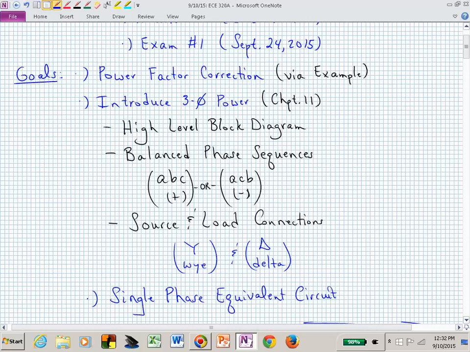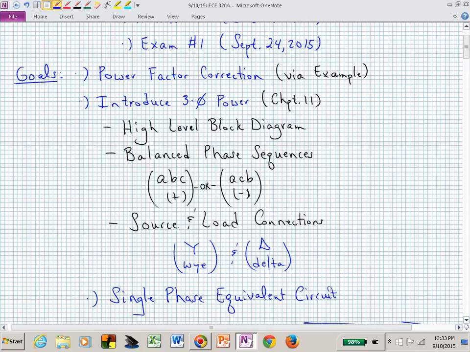You should be starting to work or study through chapter 11, which is three-phase power. We will look at a high-level block diagram. We'll discuss some of the reasons why, or the characteristic behaviors of three-phase power, and we will start talking about balanced three-phase systems. That just means that everything looks the same in all the phases. You are just out of phase with the A phase, the B phase, and the C phase.